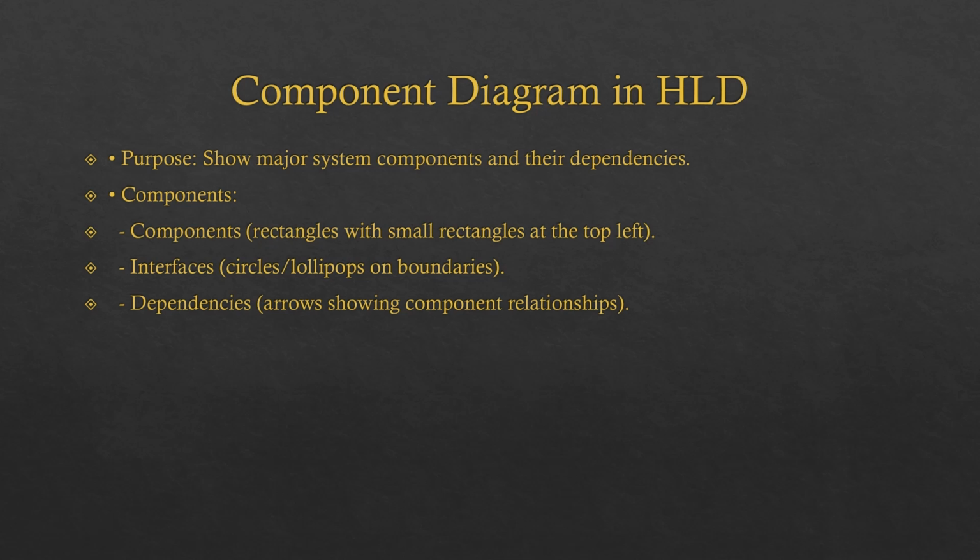Moving on to the component diagrams, these diagrams are used to represent the major components of a system and their relationships. They show how different parts of the system depend on each other. For example, in a microservices architecture, components like user service, payment service, and inventory service might communicate with each other, each with its own responsibility and set of interfaces.